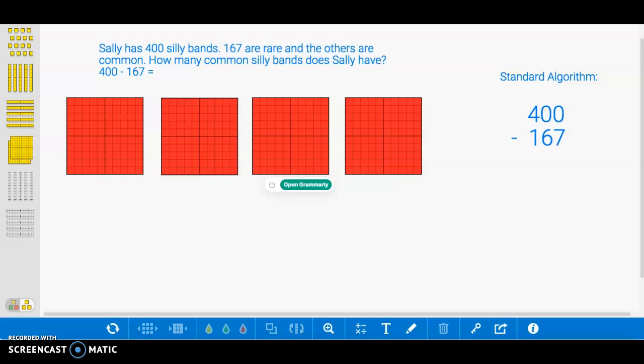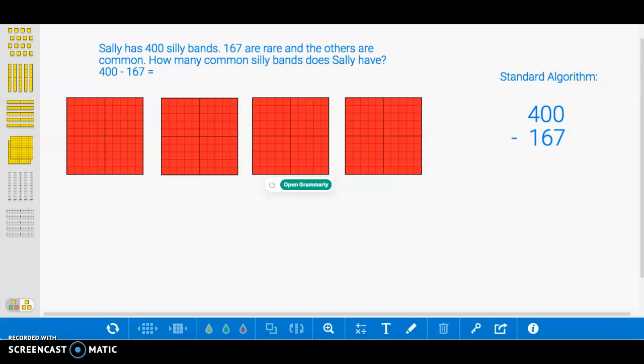Sally has 400 silly bands. 167 are rare and the others are common. How many common silly bands does Sally have? I will use base 10 blocks and the standard algorithm to solve this problem and make connections between the two.